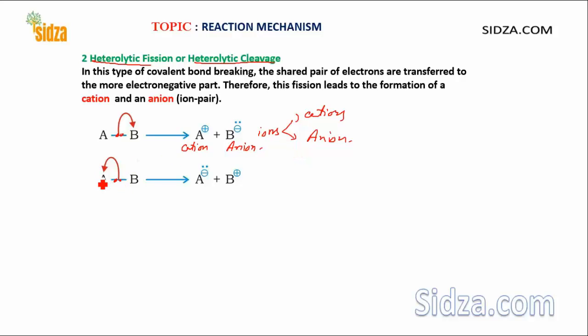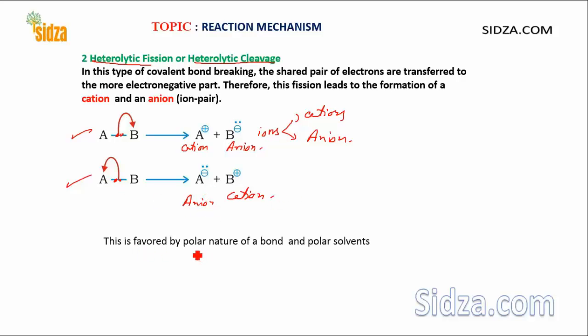Atom A can also take the electrons, and in that case atom A will be the anion and atom B will be with the positive charge, so it will be the cation. Whether electrons go with atom B or with atom A, meaning whether this type of heterolytic bond fission will occur or this type, depends on the electronegativity of the two atoms, right? Suppose atom B is the more electronegative atom, then electrons will go with atom B. If A is the more electronegative atom, then electrons will go with atom A, so A will be the anion in that case.